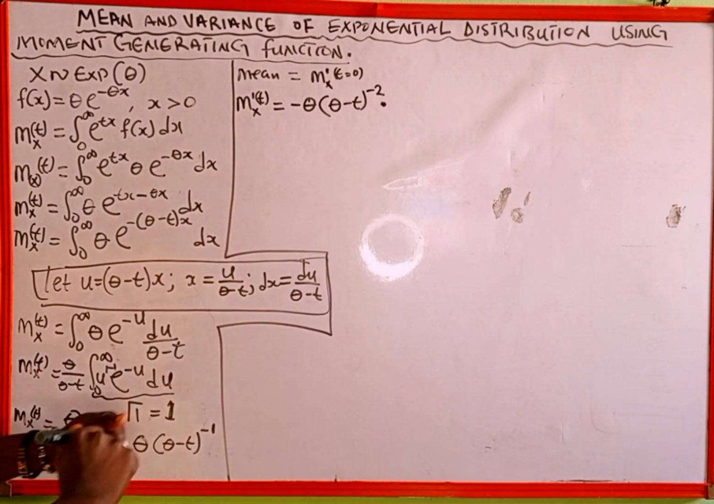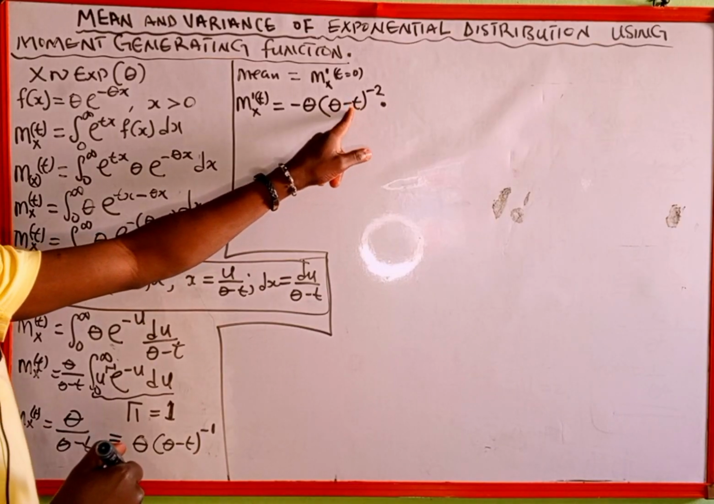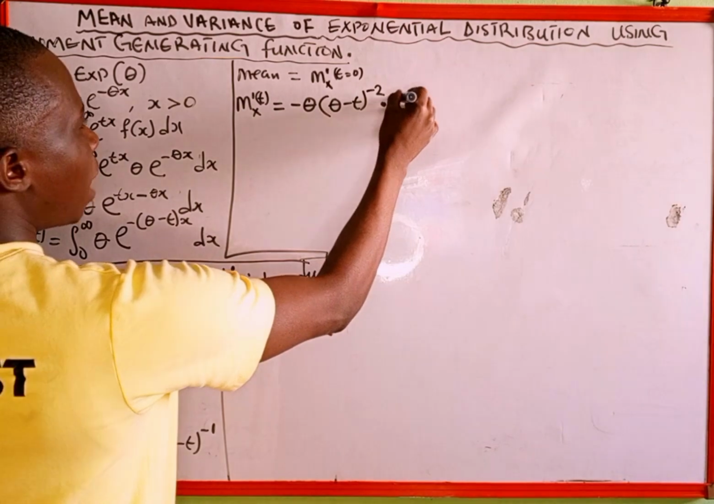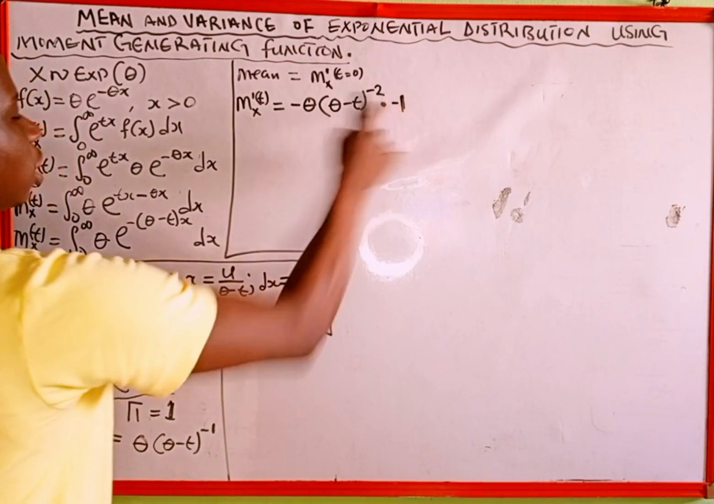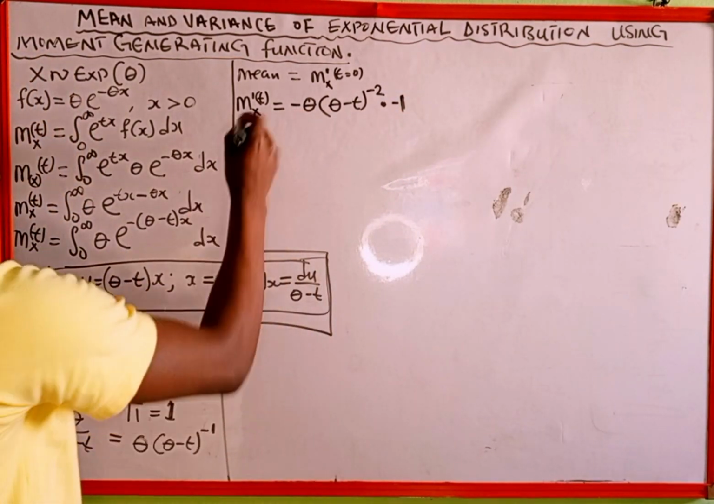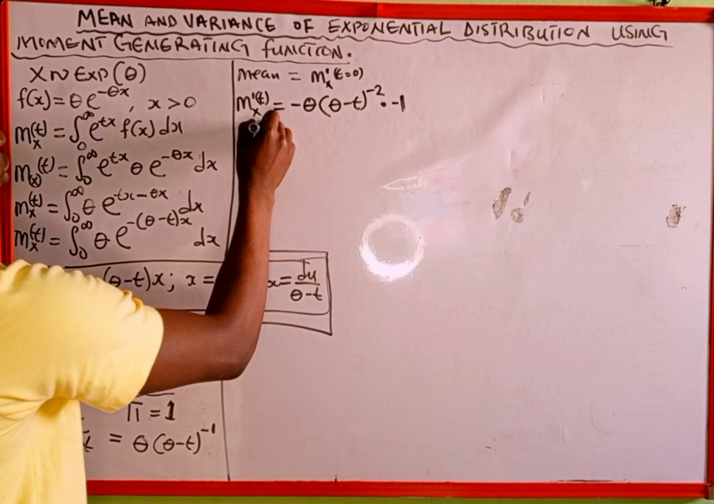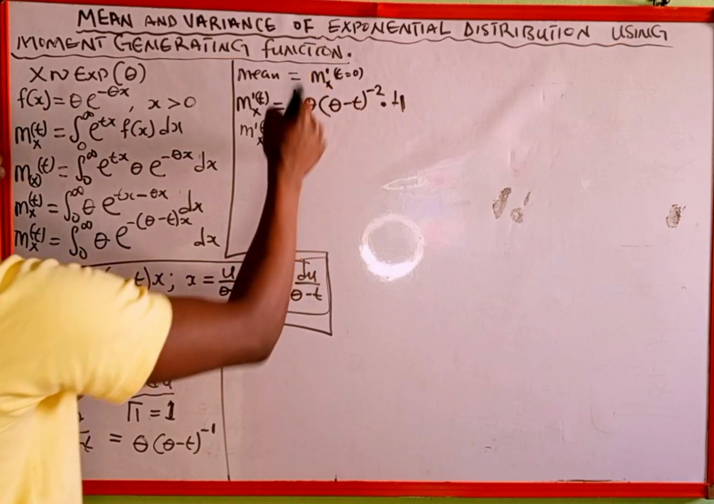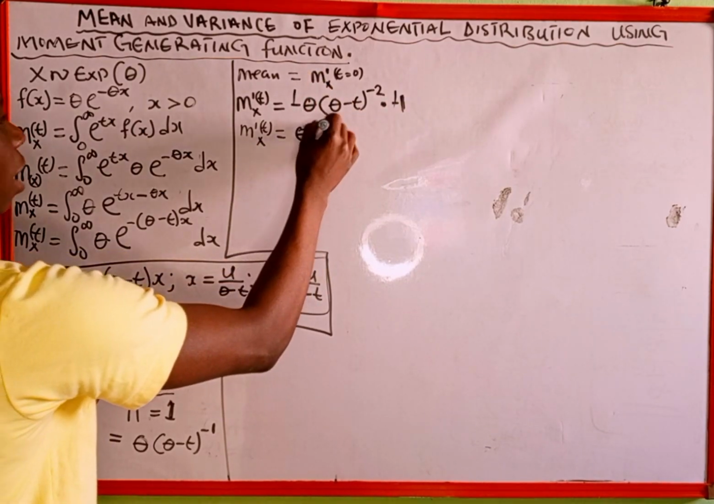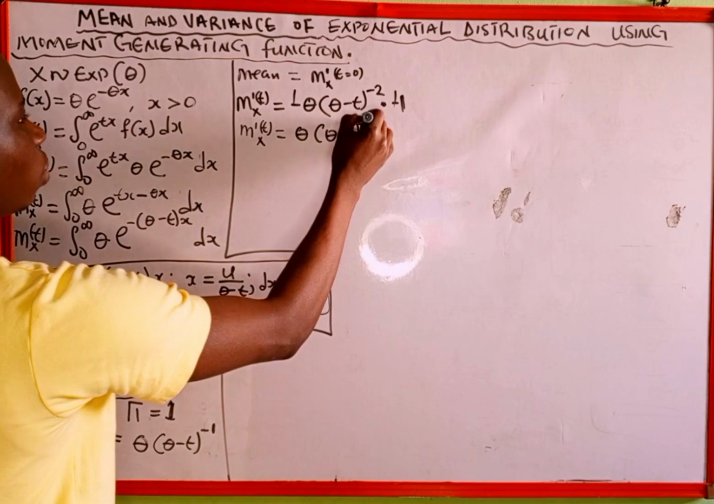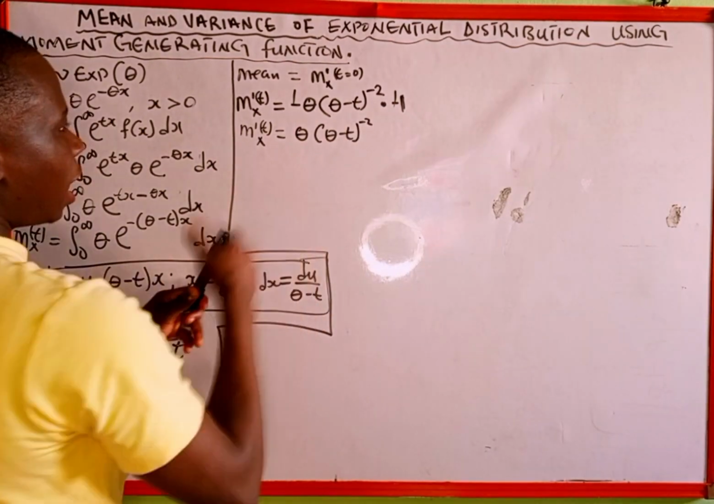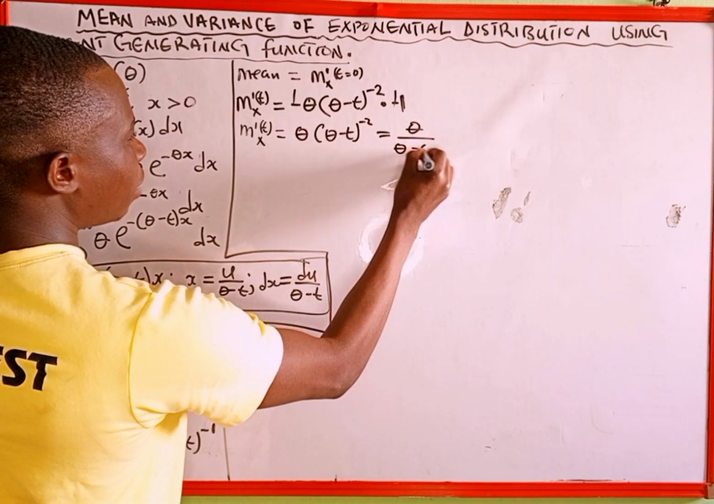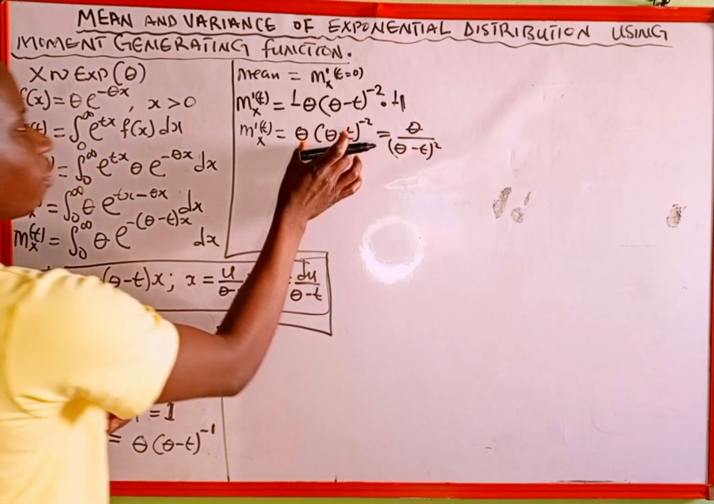Multiply by, since we are differentiating with respect to t, when we differentiate this inside bracket, the derivative of minus t is the same as what? Minus 1. So when this minus 1 is multiplied by this minus theta, M at first derivative of t sub x now will be equal to, this minus is going to cancel out this minus, theta, then theta minus t raised to the power of minus 2. And this is the same as what? Theta all over theta minus t square. So this is equivalent to this.